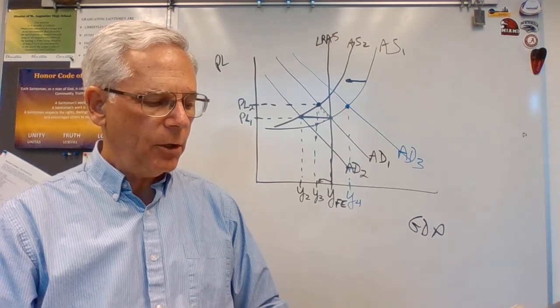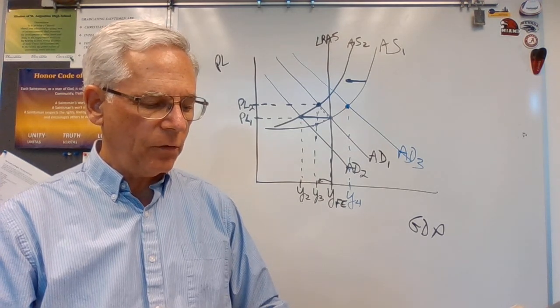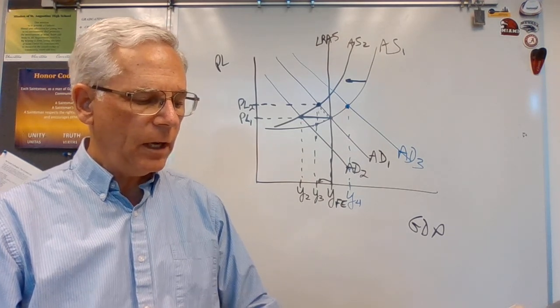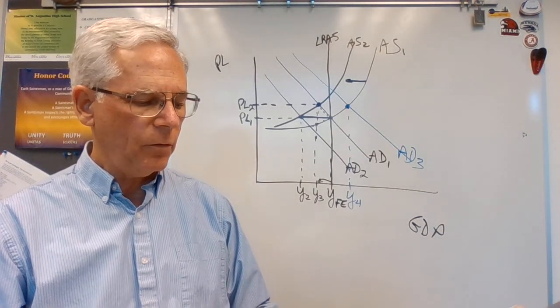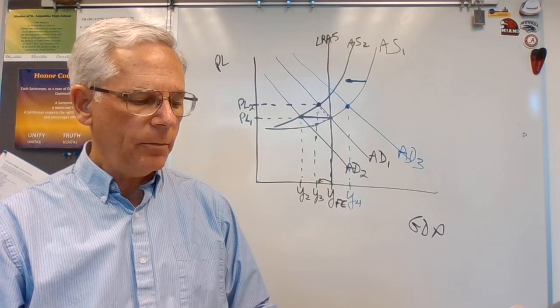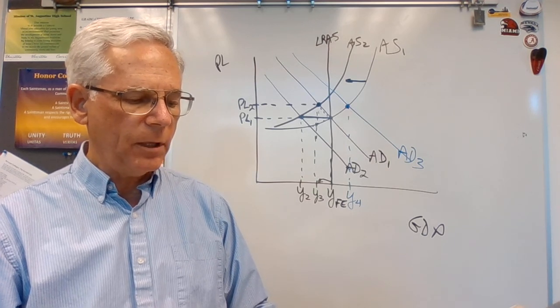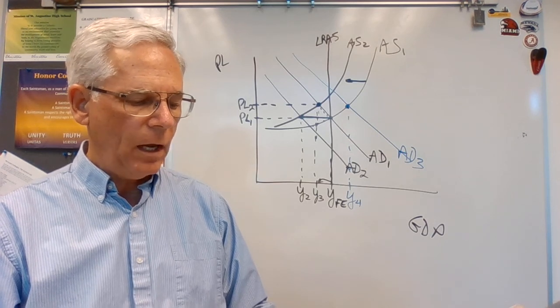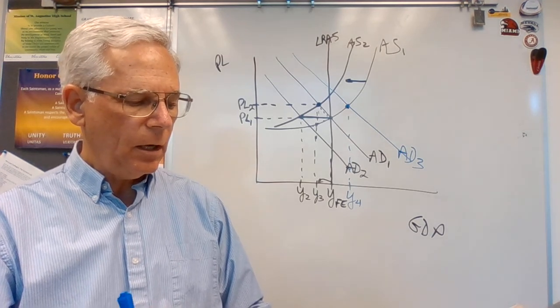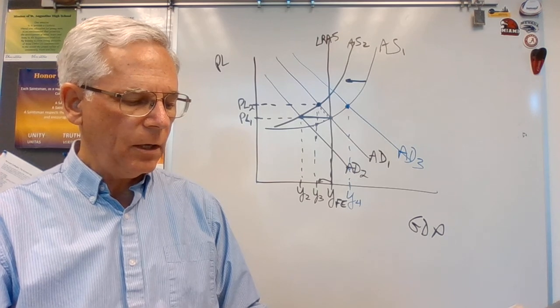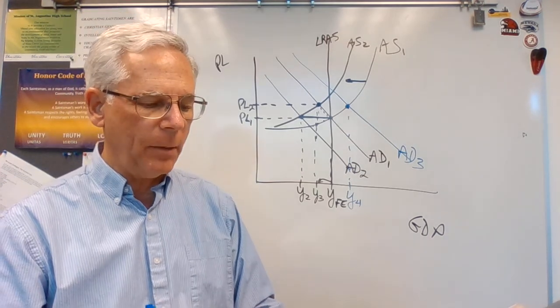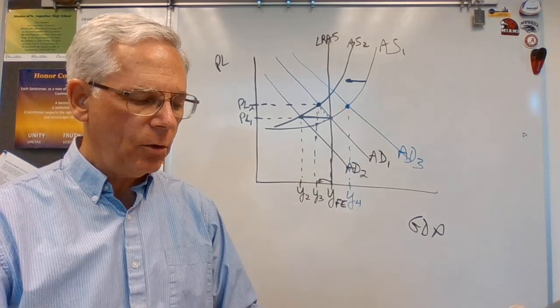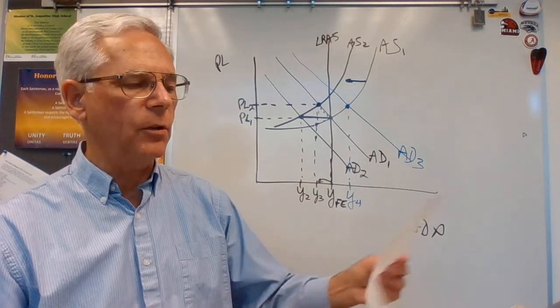All right, question number 7. Use shifts of the AD and AS curve to explain the U.S. experience of strong economic growth, full employment, and price stability in the 1990s and the early 2000s. And then B, how a strong negative wealth effect from a precipitous drop in house prices could cause a recession even though productivity is surging.